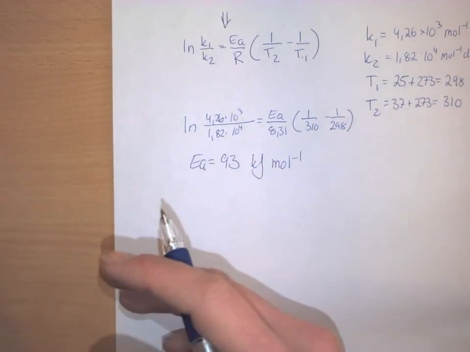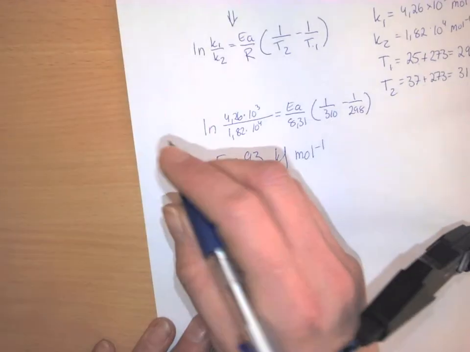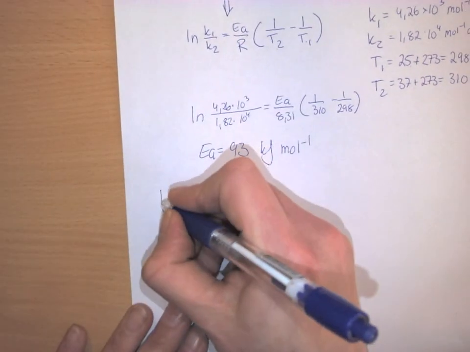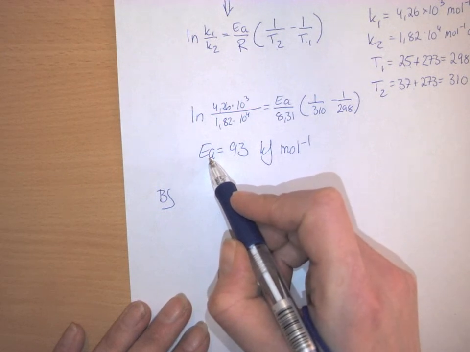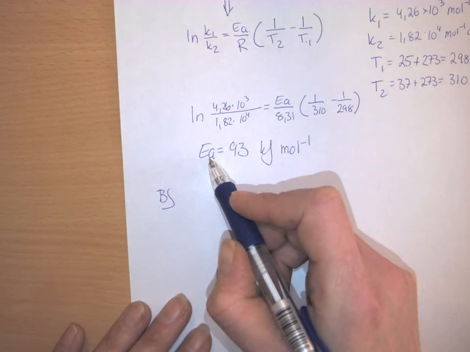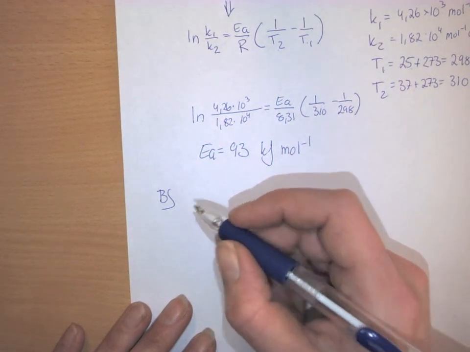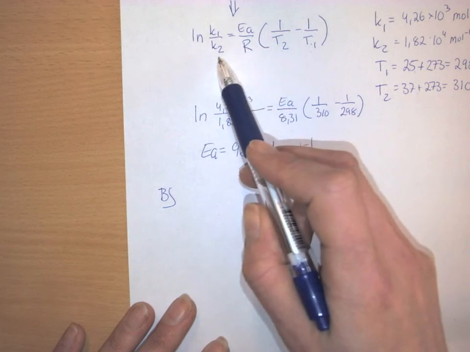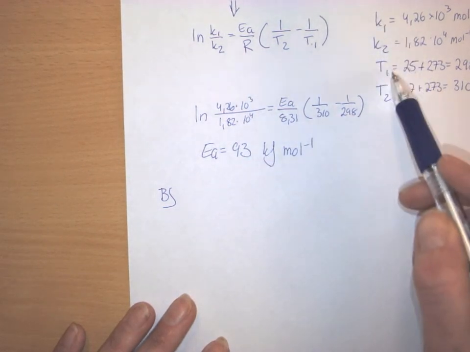The next question was to find the frequency factor. Use the Arrhenius equation. You now know the activation energy, and they want you to find the frequency factor. We can use the first one. Either way, you would use temperature 1 or 2, so K1 and T1, or K2 and T2. I will use K1, T1. Okay.